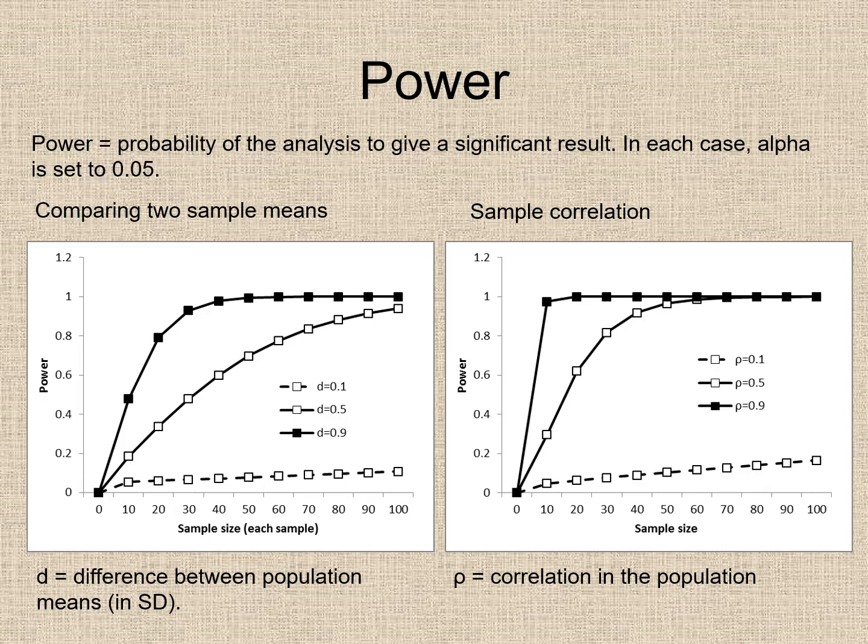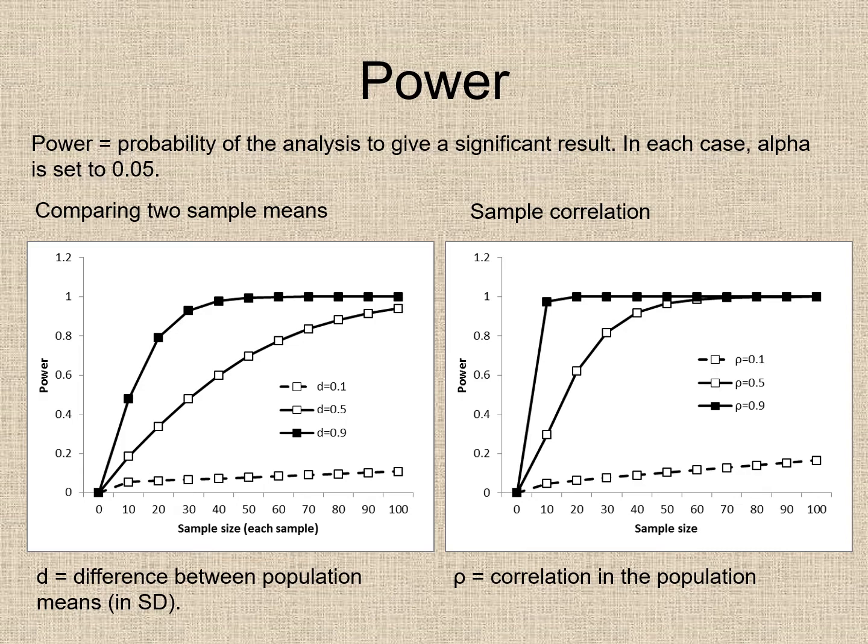In the plot to the right, we see the same thing: power on the y-axis and sample size on the x-axis. But here we analyze correlations. So in this case, we have r of 0.1, 0.5, 0.9. That is the true correlation in the population. So what is the probability of getting a significant correlation in the sample if the true correlation in the population is 0.1, 0.5, or 0.9?